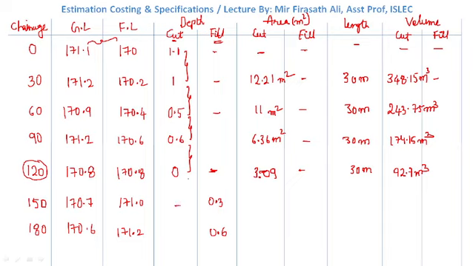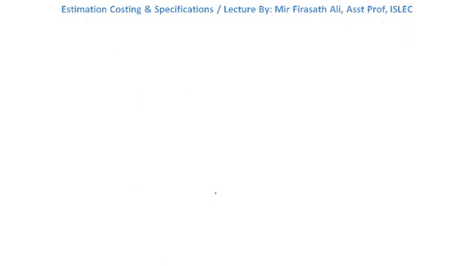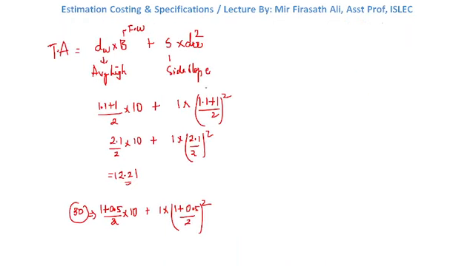Now we need to take this average of 0 and 0.3, which is 0.15. If we take 0.15 as the average depth and substitute in this formula, here the side slope value changes. It was 1:1 for cutting.